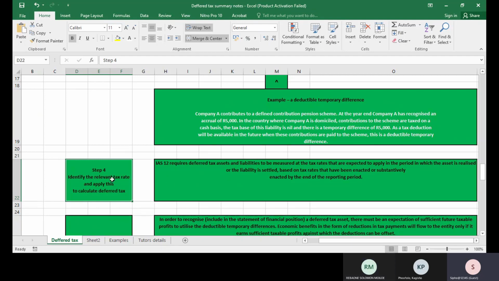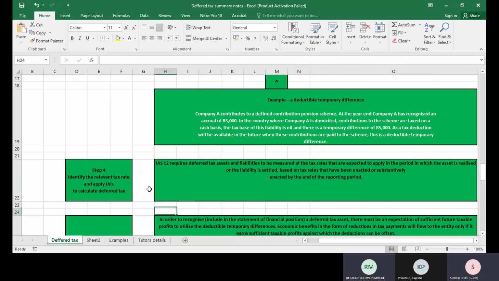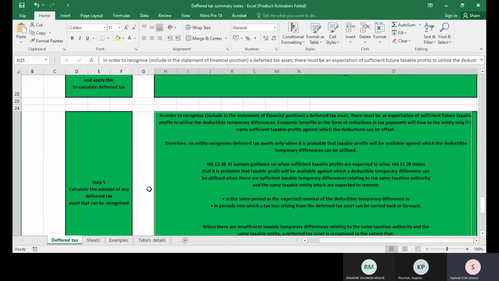So now let's go to step 4. Step 4 says, identify the relevant tax rate and apply this to calculate deferred tax. This one is very simple, Solomon, because already you know when the commissioner announced that the tax rate will change to 27%. I'm guessing for the companies, right? So that one is obvious. You will know that is the tax rate you're going to use, 27% for companies. Am I right? So I'm not going to dwell too much on that because that one is obvious.